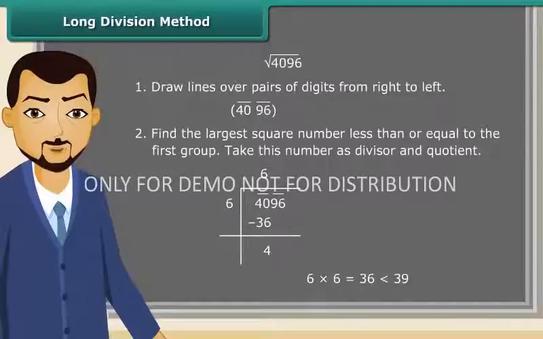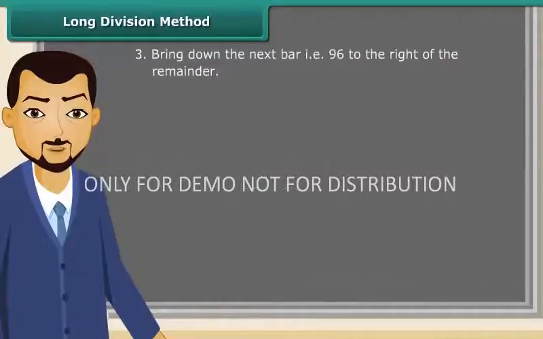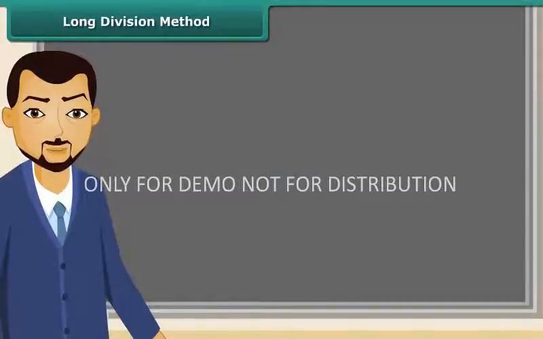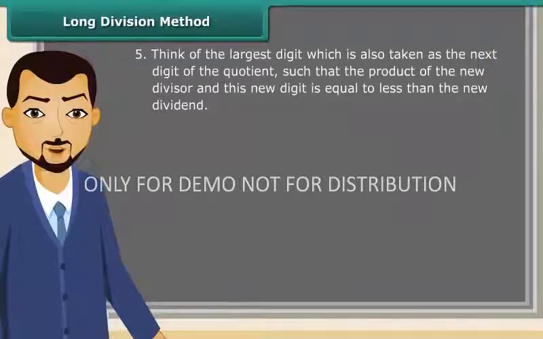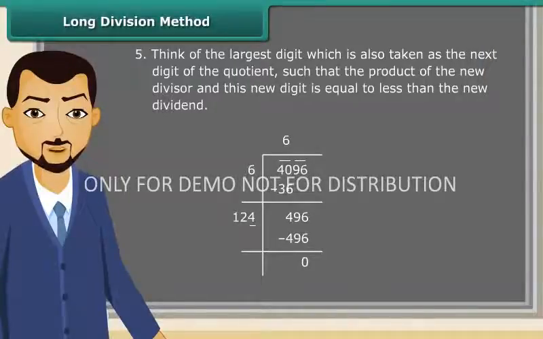Now subtract 36 from 40. After that, bring down the next bar, that is 96, to the right of the remainder. Now double the divisor. Next, think of the largest digit which is also taken as the next digit of the quotient, such that the product of the new divisor and this new digit is equal to or less than the new dividend. Here we have 124 multiplied by 4 equal to 496. Since the remainder is 0, the square root of 4096 is 64.